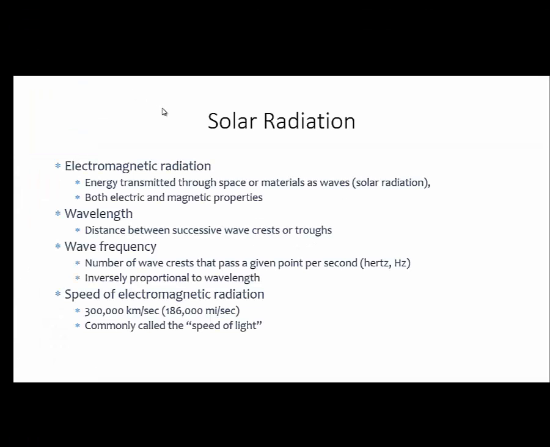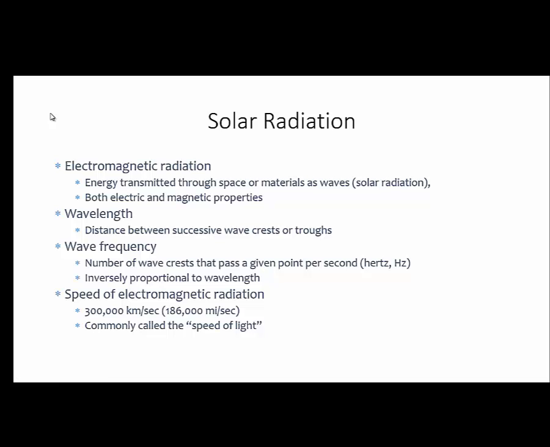Now solar radiation, this is radiation from the sun, is a form of electromagnetic radiation, right? And as you can see some of the definitions here. One of the important ones is it's energy transmitted through space. That's what electromagnetic radiation from the sun is. And it does have both electric and magnetic properties, though for meteorology we're concerned mostly with the electric properties. All right. We'll take a look at a slide here in a second regarding wavelength.